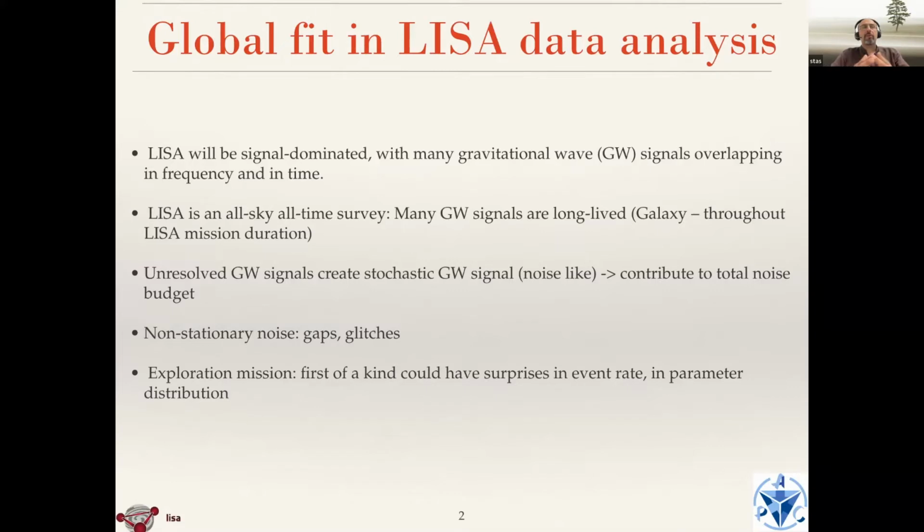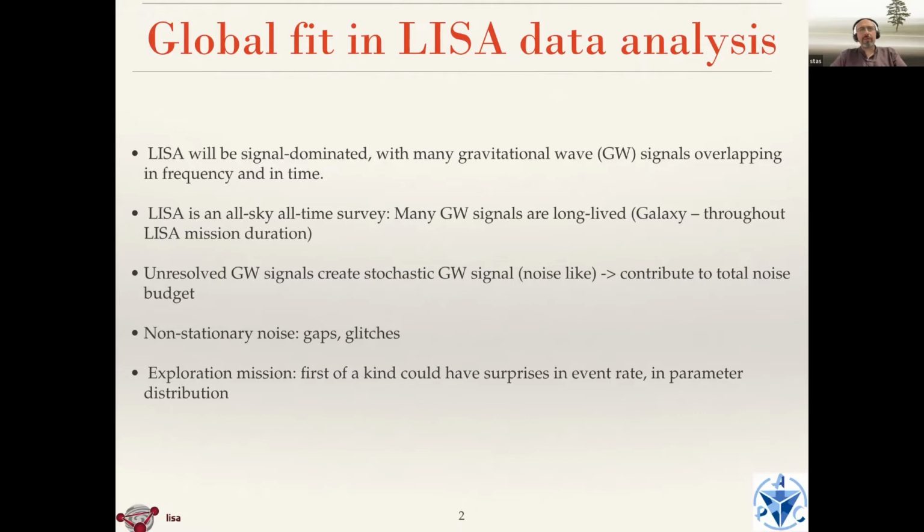So why do we need a global fit, and what is global fit? The thing is, LISA will be signal dominated, and we will have thousands of gravitational wave signals, many of which are long-lived. Some will be present in the data throughout the whole mission. Some, like massive black holes, will last from a few hours to a few months. All in all, we have a lot of signals. They overlap in time and in frequency. Some of them talk to each other so they can see each other's presence, some don't. Therefore, just going after one signal at a time and ignoring others would be the wrong thing to do. We know about this, and that's what global fit is about.